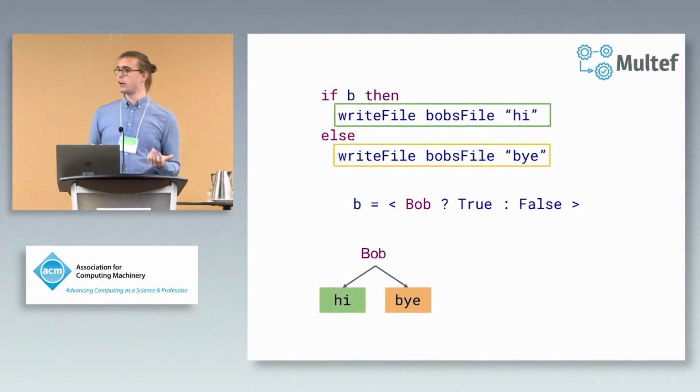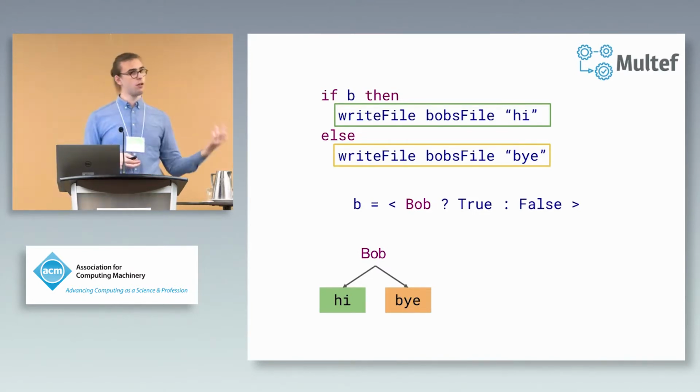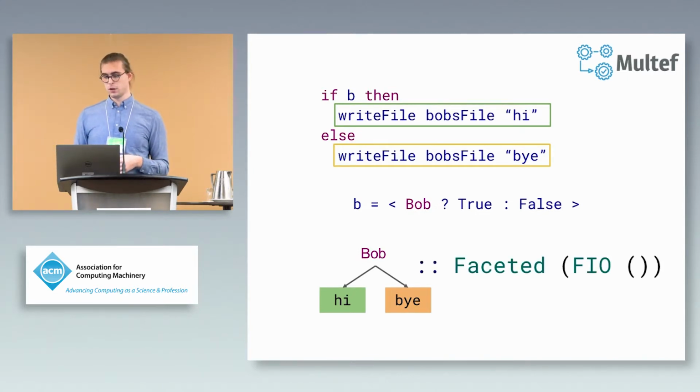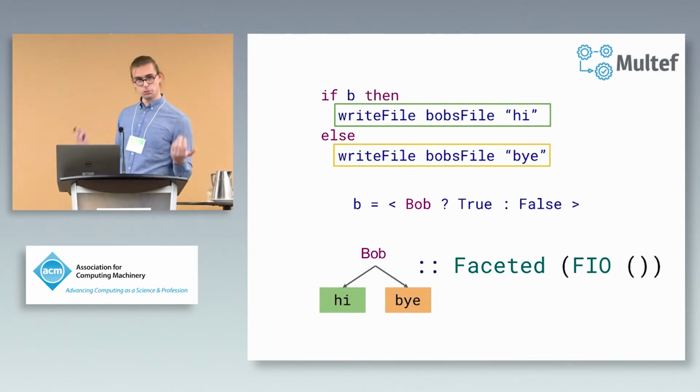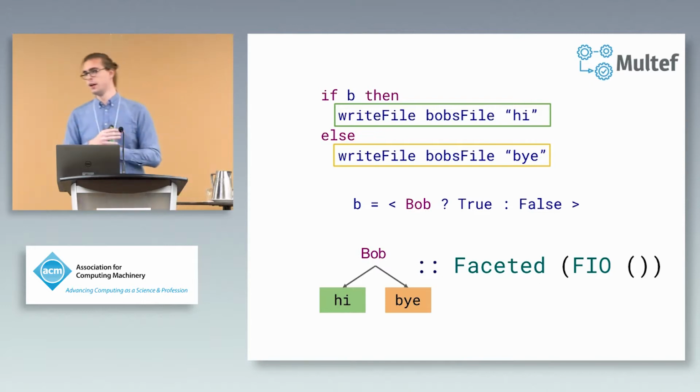Okay, so what we end up with now is a computation that looks like this. The computation itself has two different views. If you get to see Bob's stuff, the computation is write hi to Bob's file. If you don't get to see Bob's stuff, the computation is write bye to Bob's file. And this computation itself is a faceted value with computations as its leaves. Okay. Now this is slightly uncomfortable. I mean, I talked about faceted values and values, and now I'm putting computations and values and mixing them, and this is very, very tricky stuff.